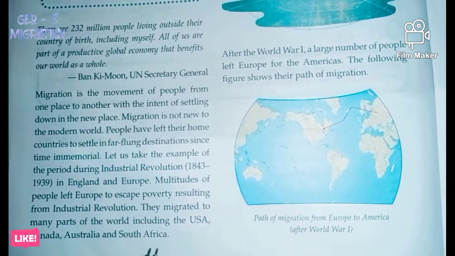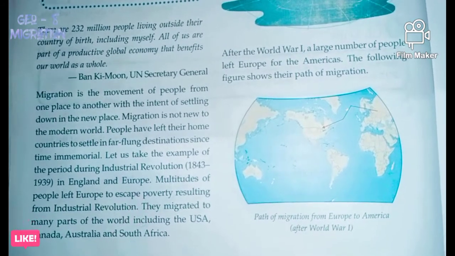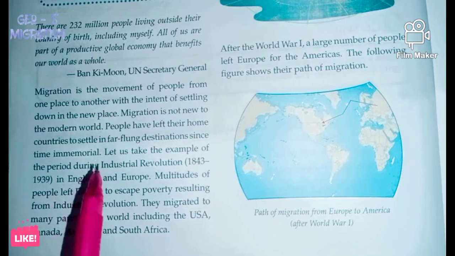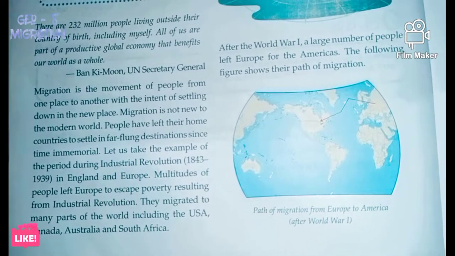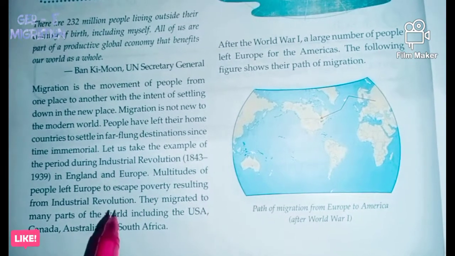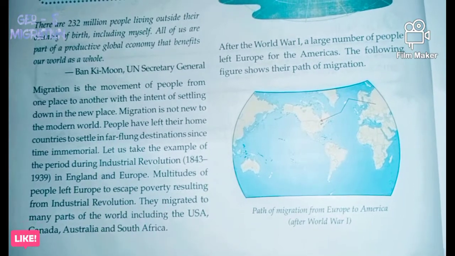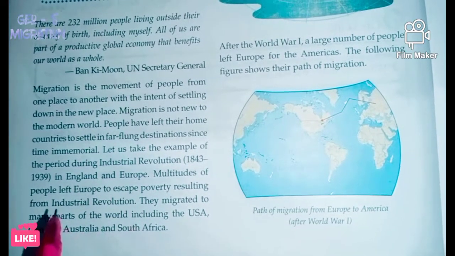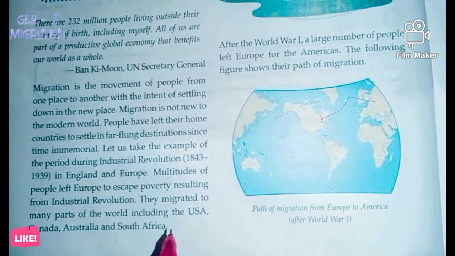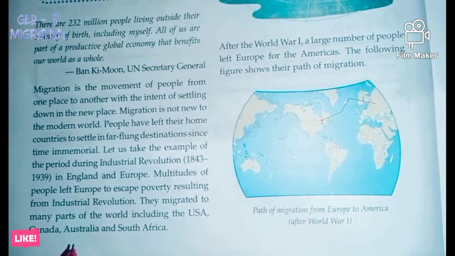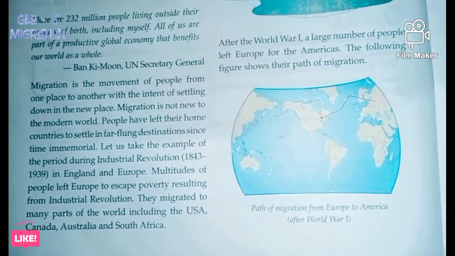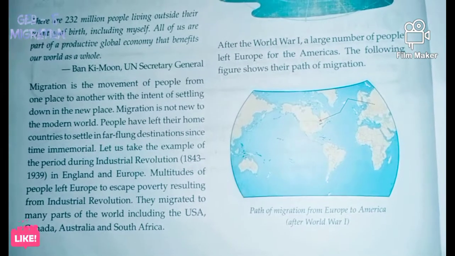Here is one historical example for you to understand how migration takes place. Between 1843 and 1939 there was an industrial revolution in England and Europe. The majority of the people during those years left Europe because they wanted to escape from the poverty caused by the industrial revolution. Many of the people from Europe and England migrated to USA, Canada, Australia and South Africa in order to save themselves from the poverty caused by the industrial revolution.